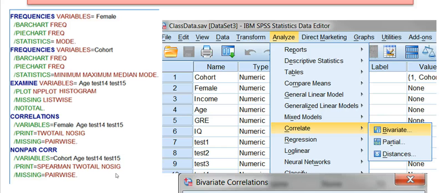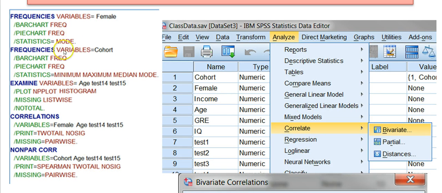So the cohort variable must be run as a non-parametric because it's ordinally scaled. Ordinal variables obviously have no shape, and so they cannot be run as Pearson correlations. They have to be run as non-parametric correlations. Age, test 14 and 15 do have order, do have shape, but if we're only interested in the order, we can run them as non-parametric. And so that's what's listed here.